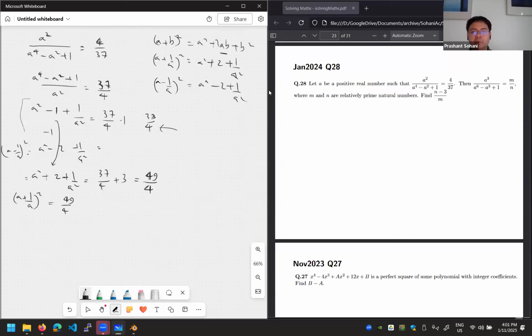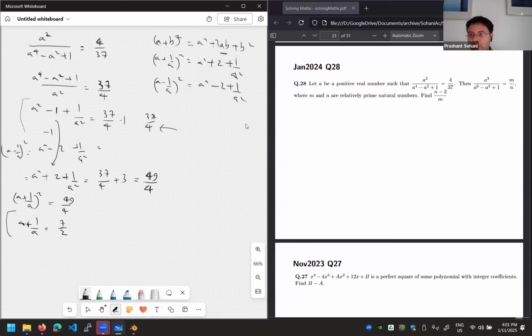Okay, and here, important again, the question has given a is a positive real number. So when I take the square root, I don't need to bother with the negative sign. Otherwise, I have to consider 7 by 2 as well as -7 by 2 as two separate cases. But here I'm just able to work with the positive case. So I found a plus 1 over a.